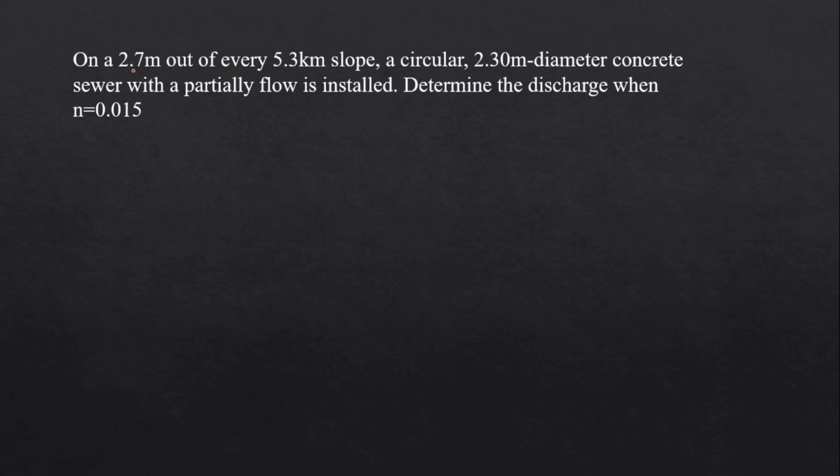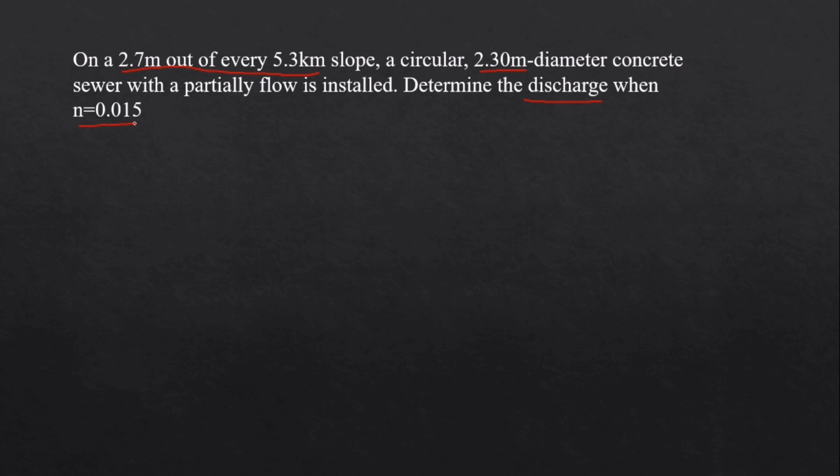On a 2.7 meters out of every 5.3 kilometers slope, a circular 2.30 meters diameter concrete sewer with a partially full flow is installed. Determine the discharge when n is equal to 0.015. So in this given problem, we are tasked to find the discharge given that we already have a diameter of 2.30 meters and a slope of 2.7 meters out of every 5.3 kilometers, and our n is 0.015.